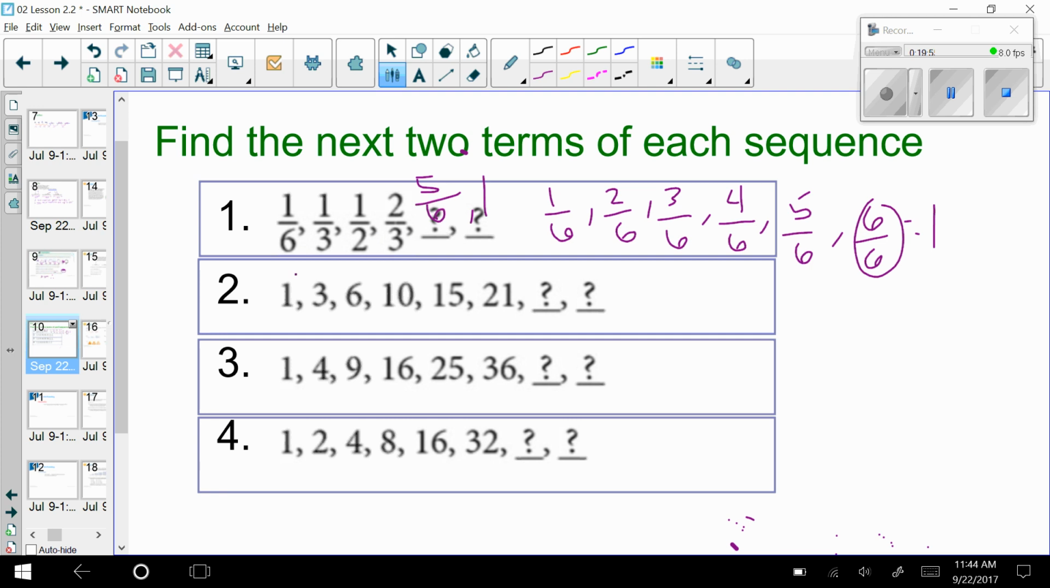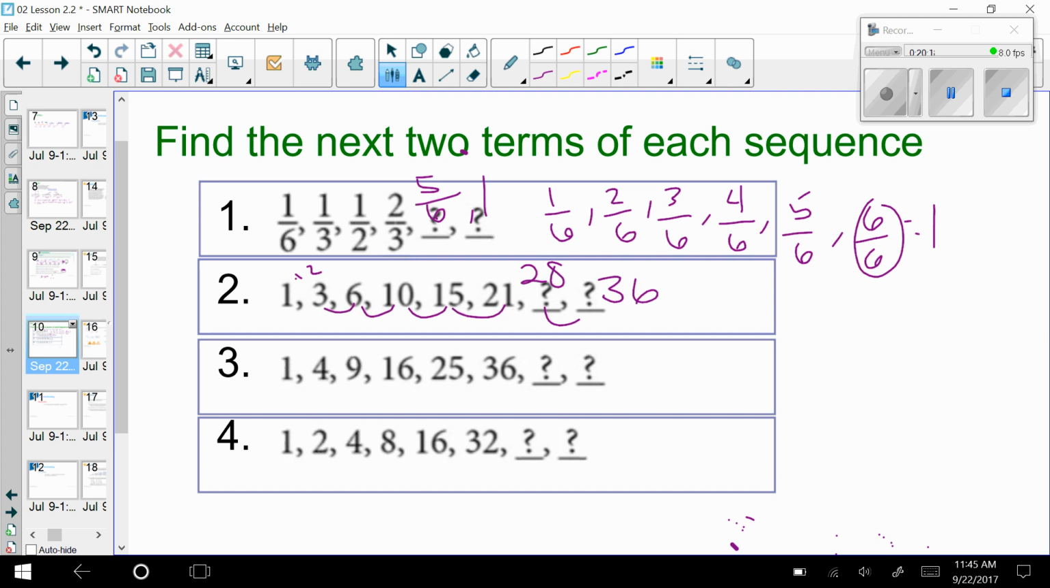In the next one, we're adding 2, then we're adding 3, then we're adding 4, then we're adding 5, then we're adding 6. So our next term we need to add 7. So we'll get 28. And then we'll have to add 8 to get 36.